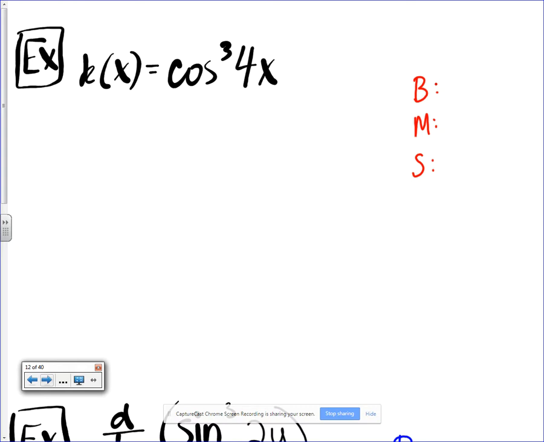Well, please notice that the third power is on the cosine. So that's an x to the third for my big function. Now, since it's on the cosine will be my medium function.